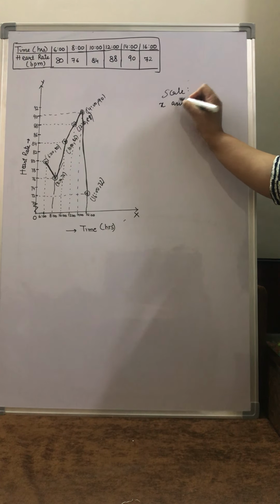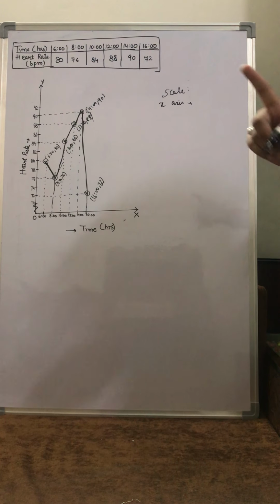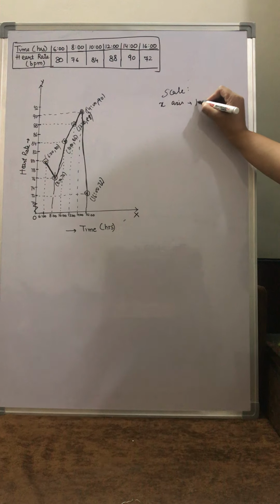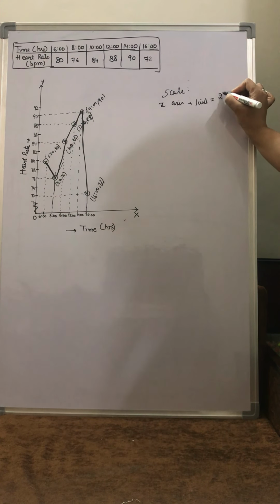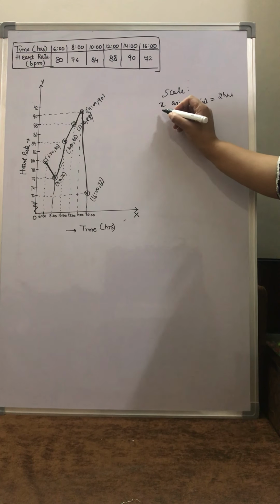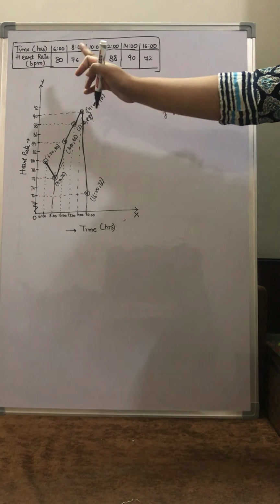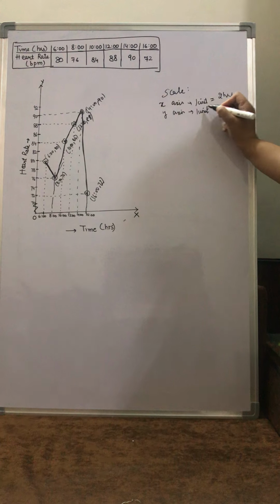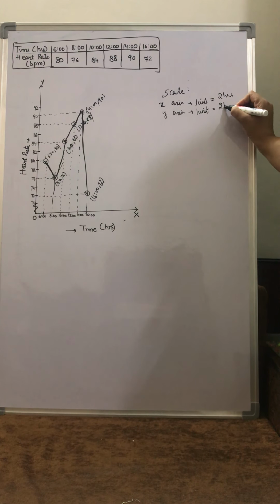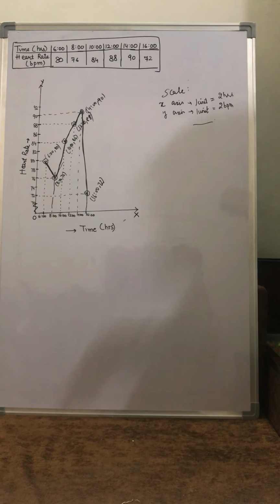Now the most important part, scale, x-axis. What I have plotted on the x-axis, time in hours, and 1 unit is 2 hours. And on the y-axis, what I have plotted, heart rate, and again 1 unit is equal to 2 BPM, beats per minute. So that's all, children. I hope it is clear to you.